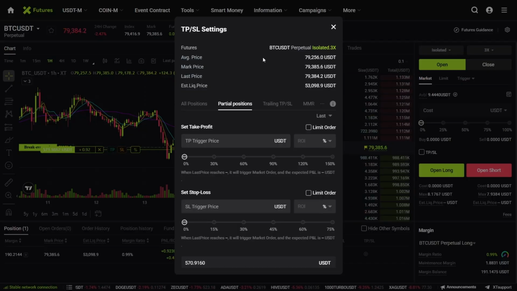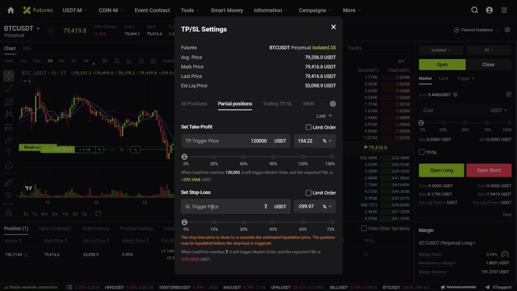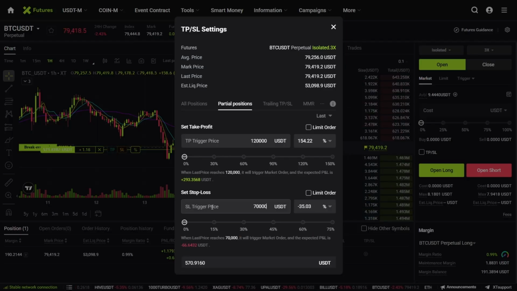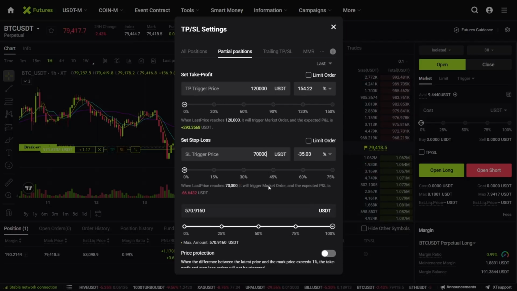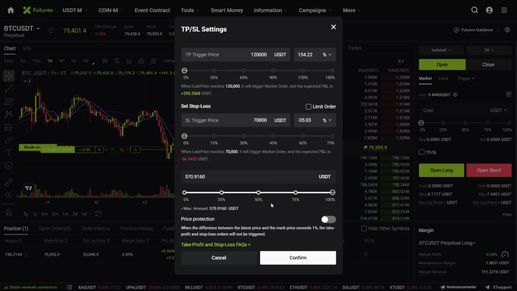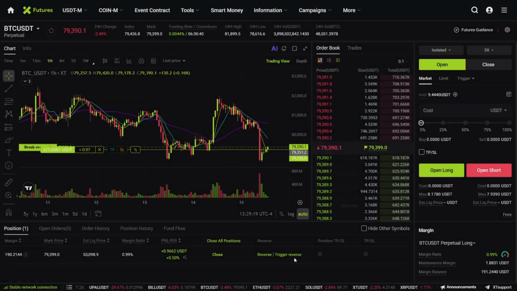orders. We're going to create one order for 50% of our position, and then our second order will close our full position. So for our first partial position, I want to take some profits if Bitcoin hits 120,000, and I want to cut some losses if Bitcoin goes down to 70,000. Now we just need to scroll down a bit, and we can see we can choose how much of our position we want to include. So we are going to do 50%, and we are going to confirm this order.